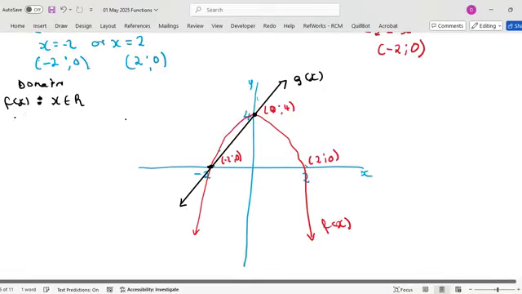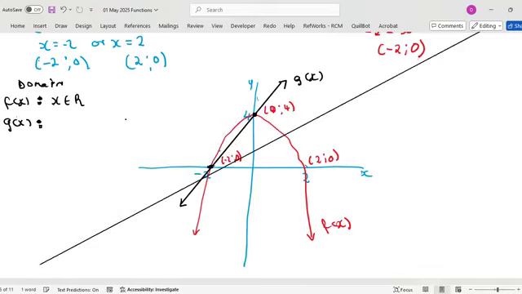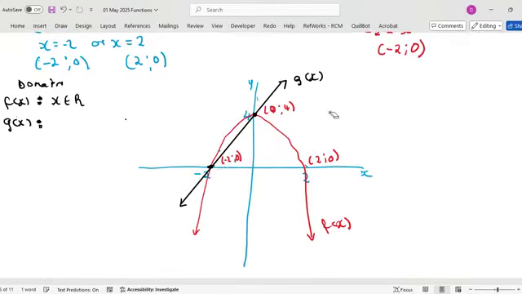Okay, let's talk about the domain of g of x. The straight line graph. What would be the domain of the straight line graph? If you check, it's the same thing also. It's also going like that. So it can touch at any point of x and any point of y, at any positive point of x and at any negative point of x. So I'm also going to say x is an element of real numbers.